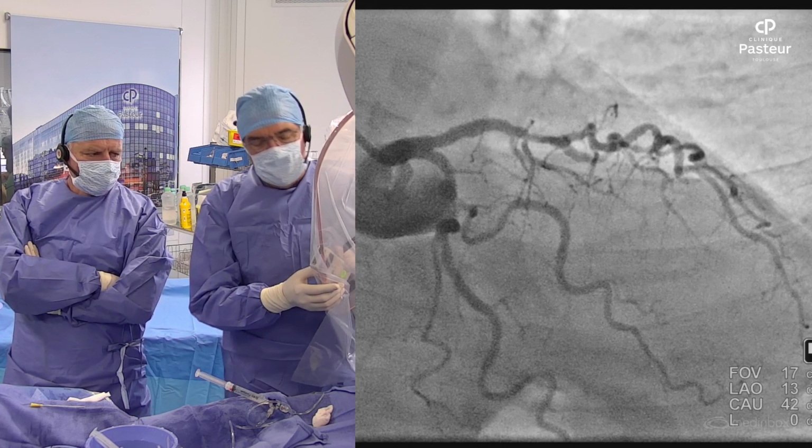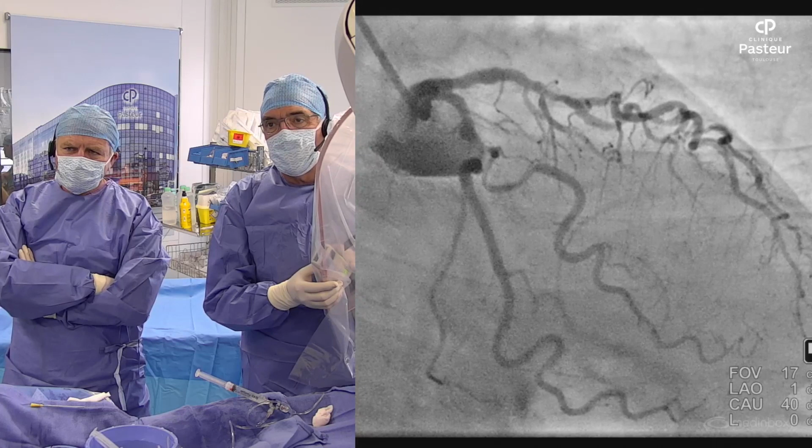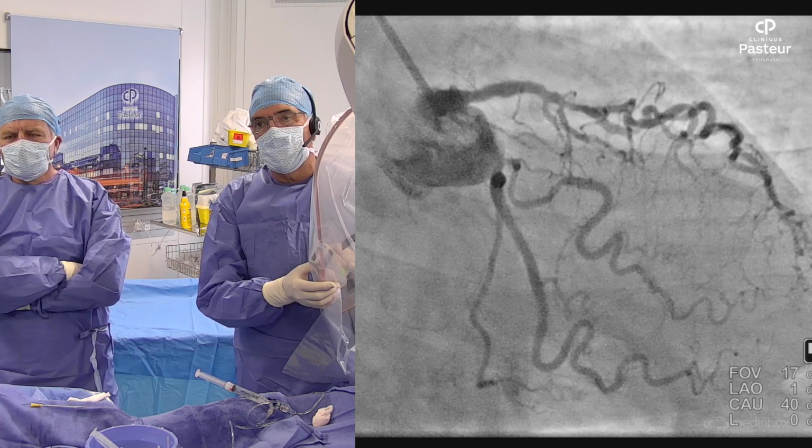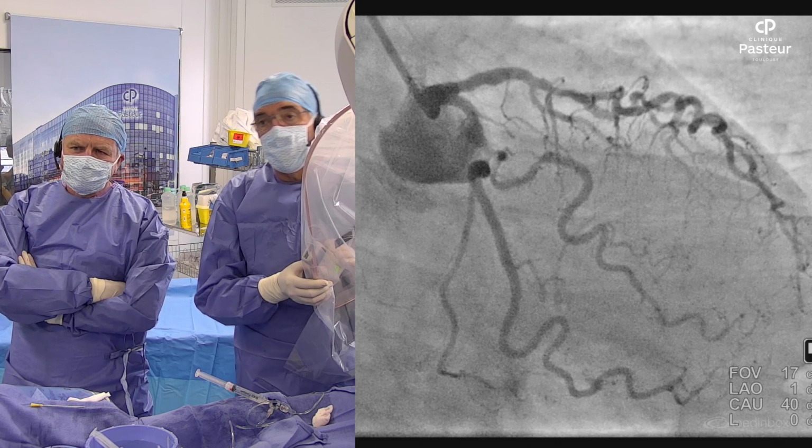It's true that in this particular patient, we have to predilate. And second, on the other view, here we can see again the distality, the bifurcation of LCX-OM. The second OM is a very large vessel, more than 2.5, around 3 millimeters. 2.5, yeah, and 2.5 for the first OM.